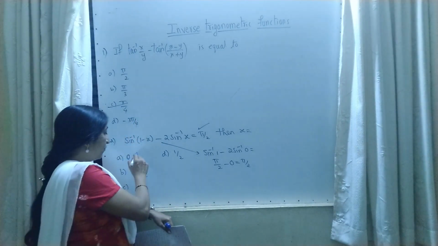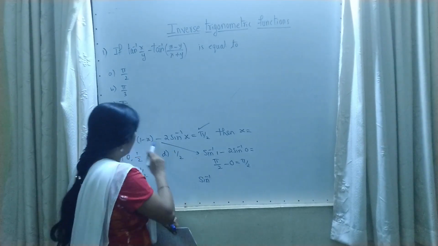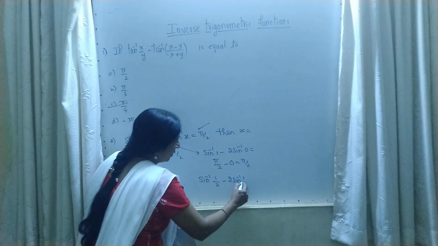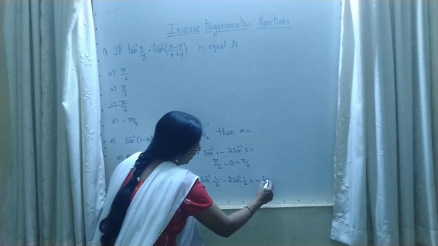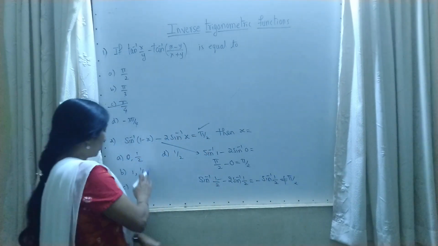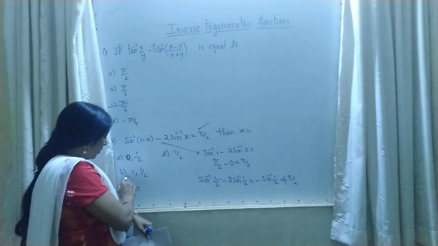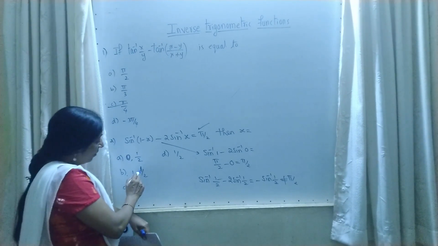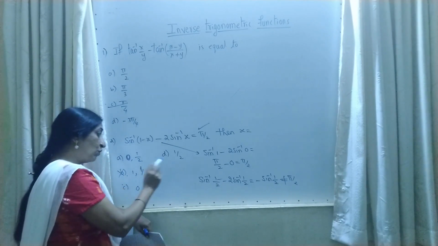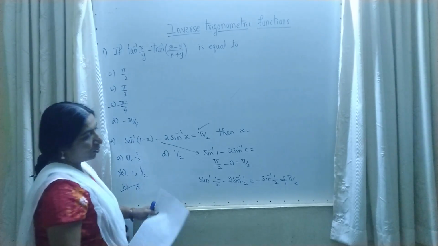That is correct. If you move for 1 by 2, what is your answer? Sin inverse (1 minus 1 by 2) is 1 by 2, minus 2 into sin inverse 1 by 2, and when you solve you will get minus sin inverse 1 by 2. This is not equal to pi by 2. That means out of these four given options, it is satisfied only for 0, because for 1 by 2 the result is not satisfied. So the answer is C, x is equal to 0.